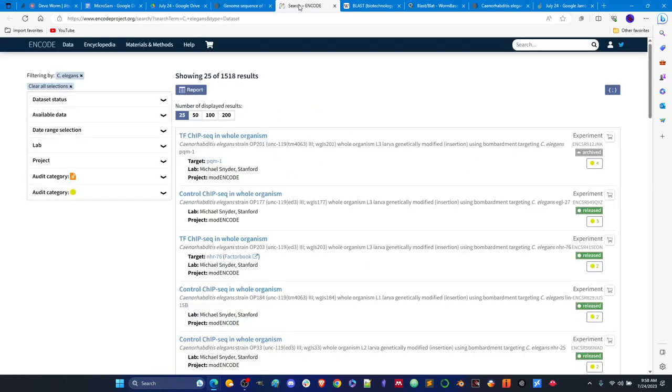But this is actually from ENCODE. So there was a part of the ENCODE project, which is called ModENCODE, and that was part of the project where they collected a lot of data on C. elegans and Drosophila. And so they make these comparisons between C. elegans and Drosophila and humans and mice, so there's this broad comparability aspect.